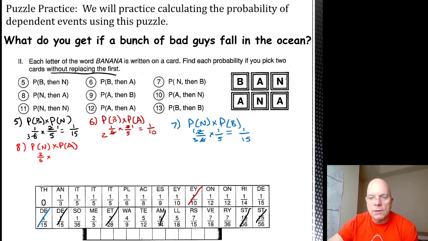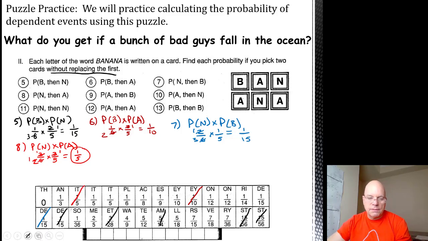If I cover up one of those N's, there are three A's left out of 5 tiles. So this is 3/5. The 3 and the 6 have a common factor of 3. This becomes a 1 and this becomes a 2. And of course, 2 halves is 1 whole. So this simplifies a lot until you end up with, in simplest form, a probability of 1/5 for number 8. I'll cross off that 1/5.